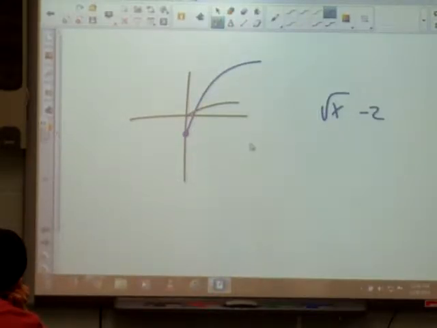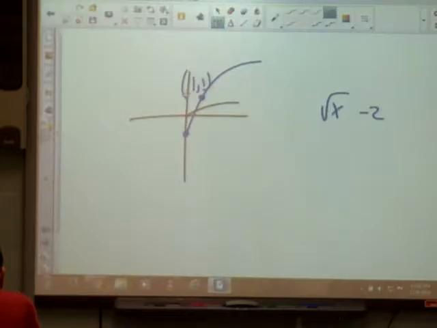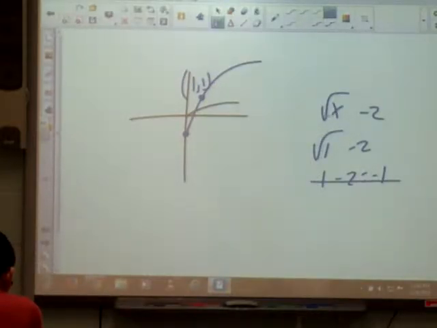Now I had a difficult time originally figuring out how much it stretched that thing. The good news is it gave me a point on that graph of 1, 1. So it means I got to plug a 1 in for the X and get a 1 out for the Y, input output. So if I plug a 1 in just like this is, square root of 1 minus 2, square root of 1 is 1 and 1 minus 2 is -1. Well, I need it to be 1, so that doesn't work. What if I put a 2 here?